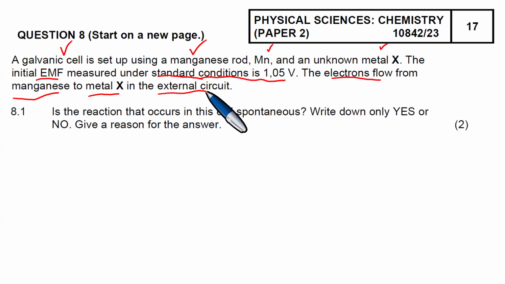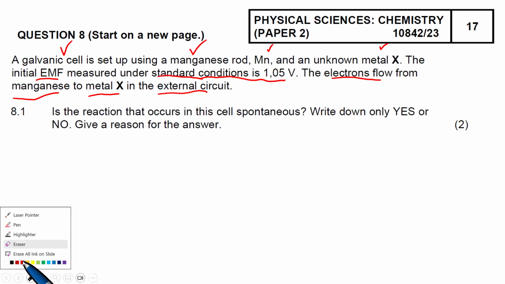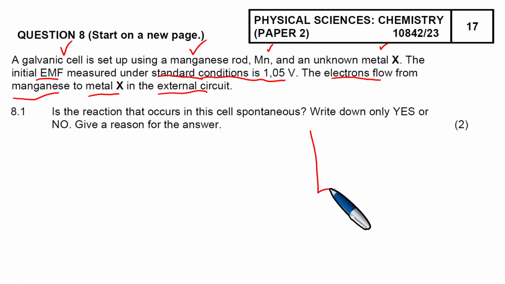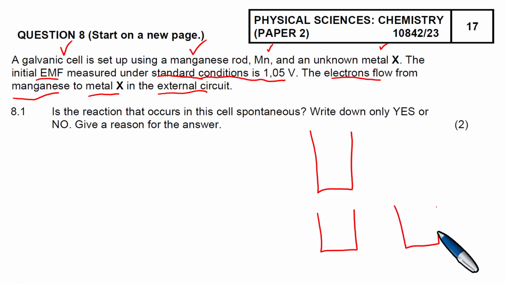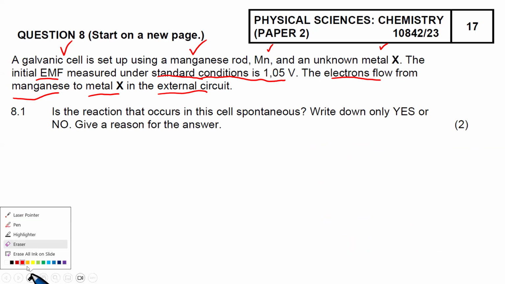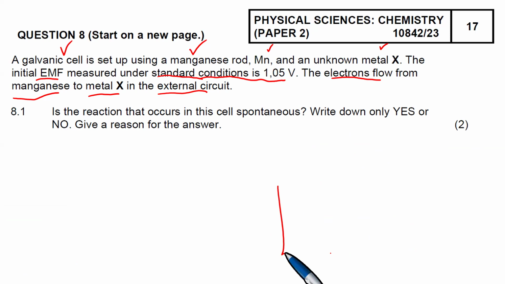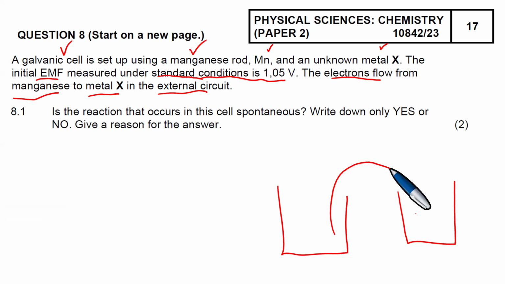Right, in the external circuit. So now if you have a cell, this is the setup. The kind of cell we're speaking about here is an electrochemical cell. You put a beaker like this, you put a beaker like this. And then, let me put larger beakers. I want us to see very well. Larger beaker like this, larger beaker like this. Salt bridge.